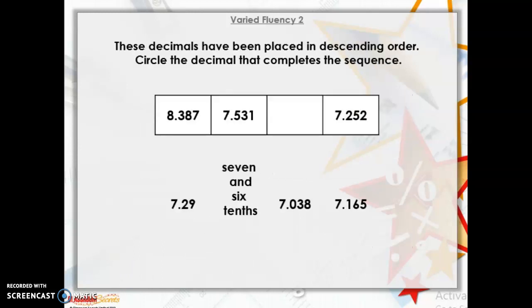Here we have a sequence of decimals in descending order. Remember, descending means going down. You've got to decide which one of these can fit in here. All right? So you've got 7.29, 7 and 6 tenths. So remember, that's just a 6 in the tenths column, 7.038 and 7.165. Can you stop the video and work it out for me, please?